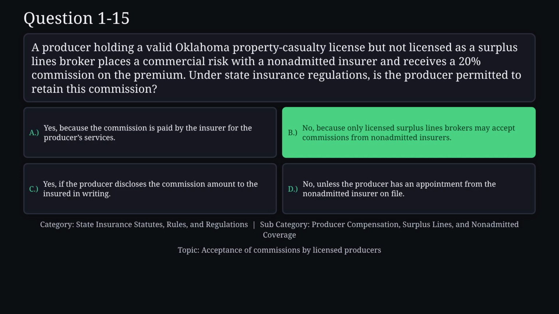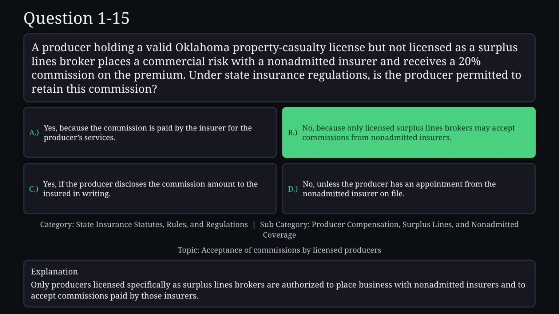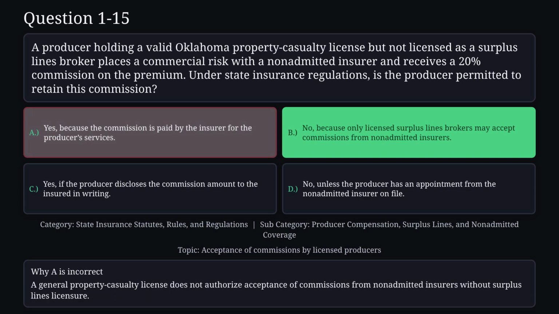The correct answer is B. Only producers licensed specifically as surplus lines brokers are authorized to place business with non-admitted insurers and to accept commissions paid by those insurers. Reason A is not correct. A general property casualty license does not authorize acceptance of commissions from non-admitted insurers without surplus lines licensure.